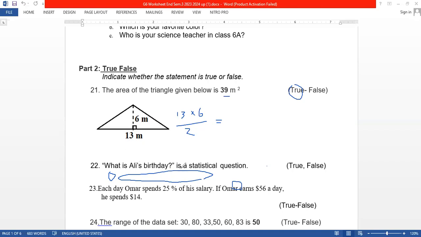When is Ali's birthday? Is it a statistical question, yes or no? Because he asked me about one person, Ali's birthday, so we have one answer. So it's not a statistical question because we have only one answer.